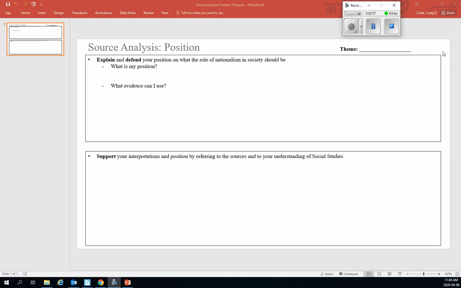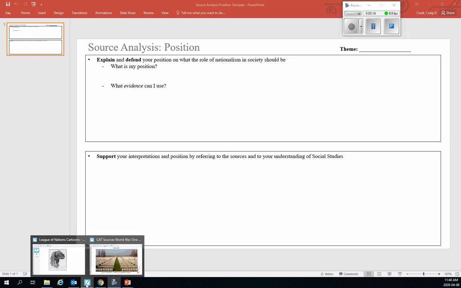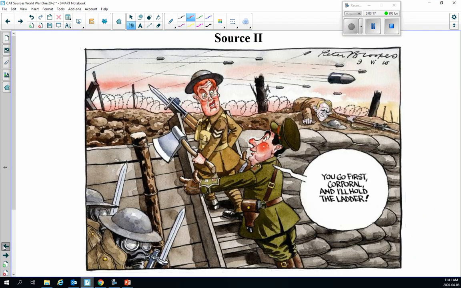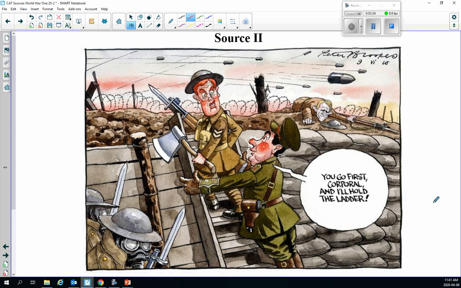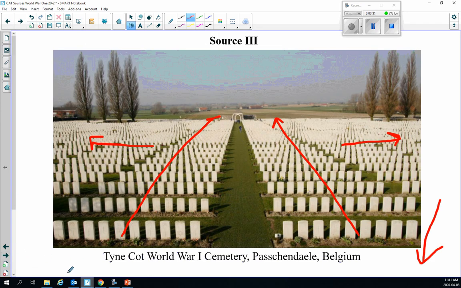At this point now, we can go ahead and build our position for these sources. So step number one is you need to explain and defend what the role of nationalism should be in society. So what is your position? What evidence can you use to defend that position? So again, to take you through the sources, this was source number one, a propaganda poster for enlistment in Canada during World War One. Source number two was the cartoon of trench warfare in World War One. And then finally, today's source was the photograph of the cemetery.